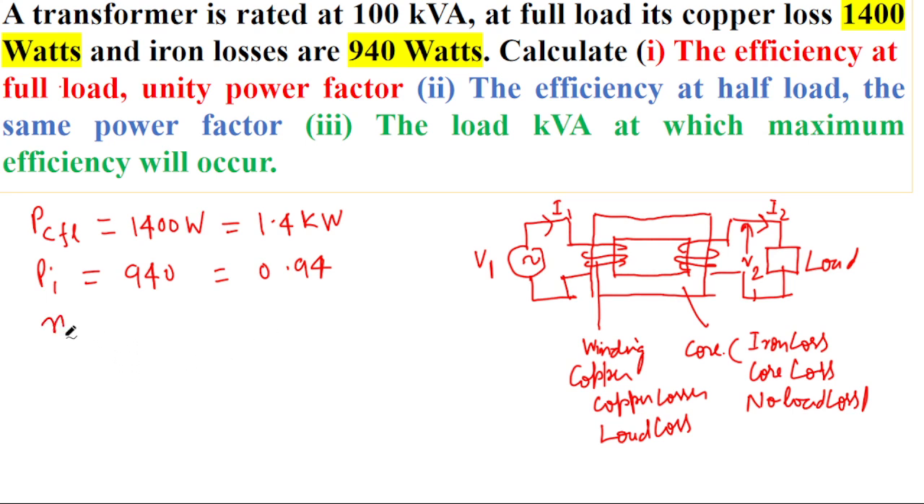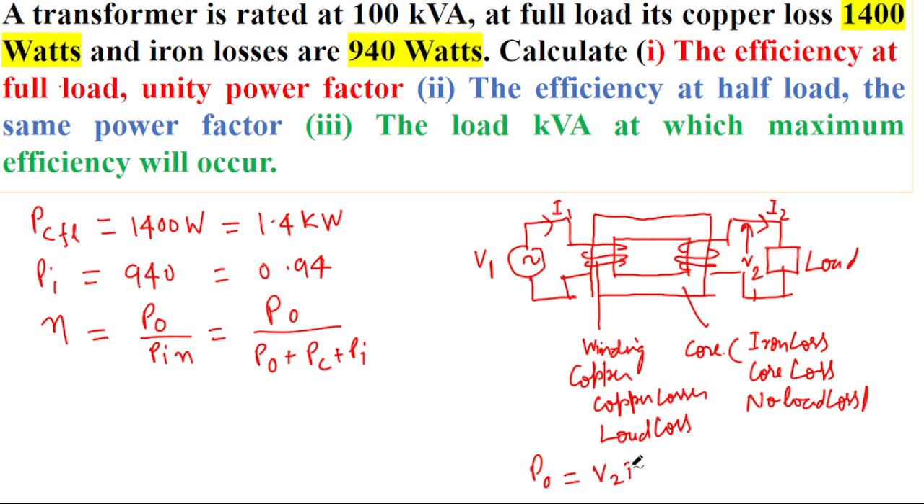The efficiency of a transformer, or any electrical equipment, is given as output power divided by input power, Po divided by Pi. Similarly, Po divided by P in can be written as Po, the output power, divided by Po plus losses. The losses here are Pc and Pi. This is the definition of efficiency. There is another formula written for this. Po can be given as Po equals V2 into I2 into cos phi.